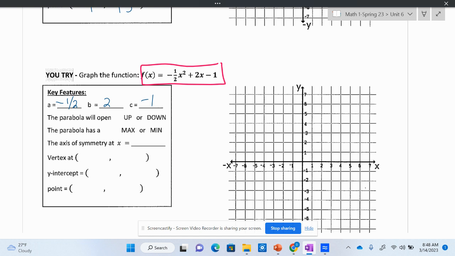So is this parabola going to open up or down? How do you know? Because A is negative, it's going to open down, and it's going to have a maximum. Axis of symmetry. Remember that equation? X equals negative B over 2A. So what's that going to look like? What is B? Negative 2 over 2 times a negative 1/2. That's going to give me my axis of symmetry.